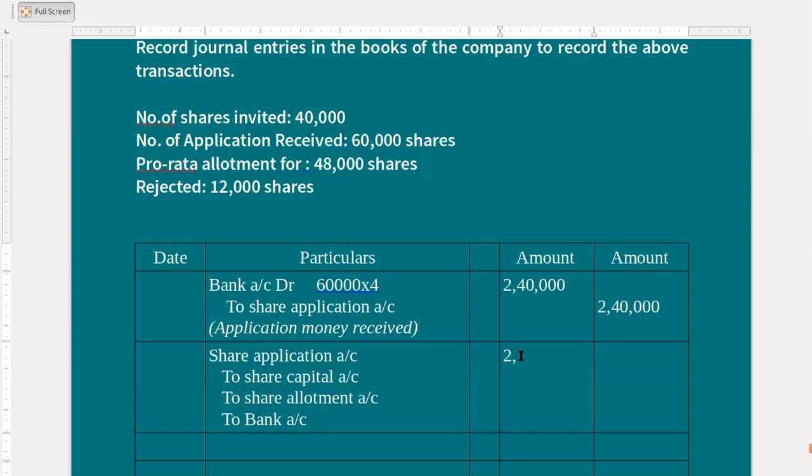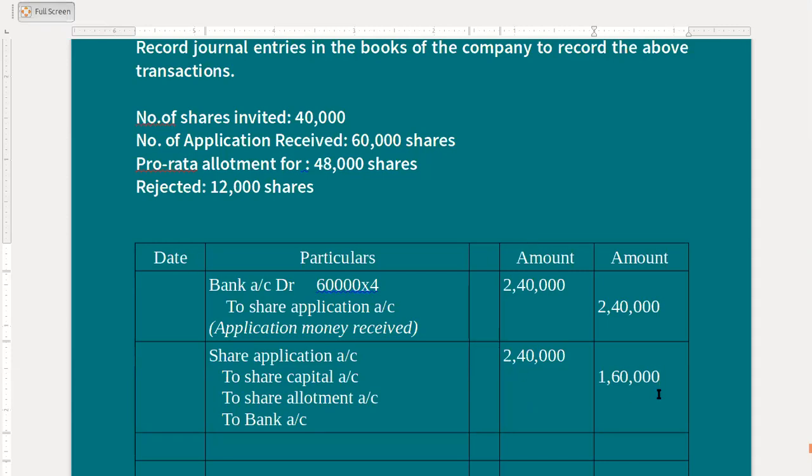2,40,000. And how much amount can you transfer to share capital? Firstly, 1,60,000, because we have only 40,000 shares. Application money is rupees 4, so 40,000 into rupees 4 is equal to 1,60,000. Now we have to calculate the excess money that will be transferred to share allotment account.